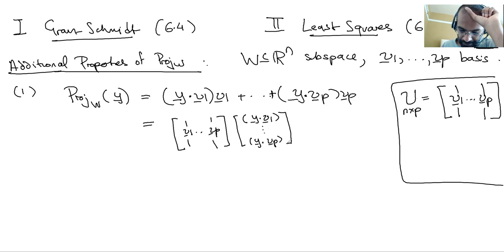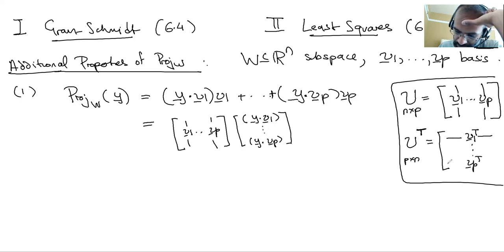Now, these dot products, so this is the new thing, I can write that as a matrix vector product as well, but now in a different way. Let's now consider the matrix U transpose. So this is a P by N matrix whose rows are U1 through UP transpose. Okay, so this is something we haven't really been doing in the course so far, looking at transpose.